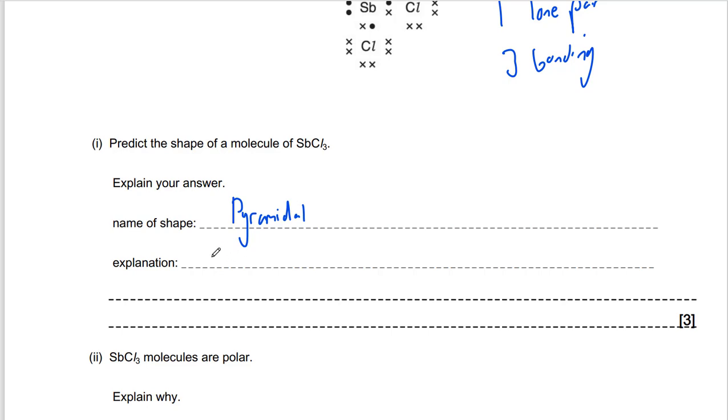Now, first thing you should always write on any single one of these is electron pairs repel. So I'm just going to write e minus pairs repel. There's sometimes a mark for that. It shows the examiner you know what you're talking about. The next thing that picks up the marks is actually writing down what pairs of electrons you have. So literally writing 3 bonding pairs and 1 lone pair is good enough to get you a mark.